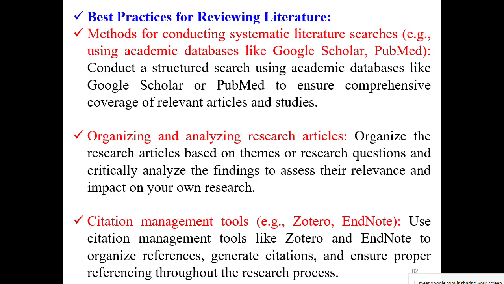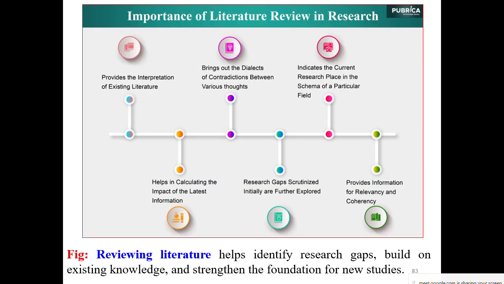Organizing and analyzing research articles. Organize research articles based on themes or research questions and critically analyze the findings to assess their relevance and impact on your own research. Citation management tools, for example Zotero, EndNote. Use citation management tools like Zotero and EndNote to organize references, generate citations, and ensure proper referencing throughout the research process. So, this is the importance of reviewing literature.